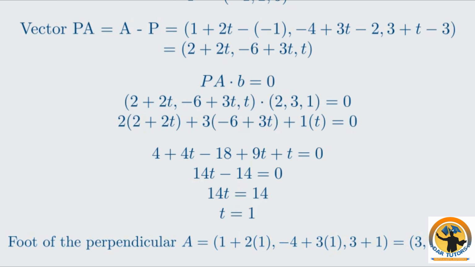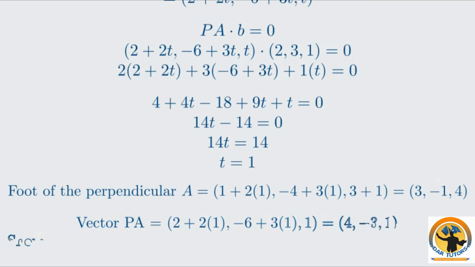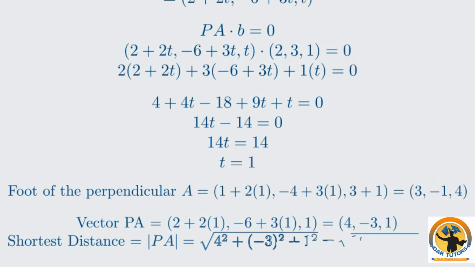To find the shortest distance, we calculate the magnitude of the vector PA at t = 1. Substituting t = 1 into our expression for PA, we get the vector (4, -3, 1). The magnitude of this vector is the square root of 4 squared plus (-3) squared plus 1 squared, which is the square root of 26. This is the shortest distance.